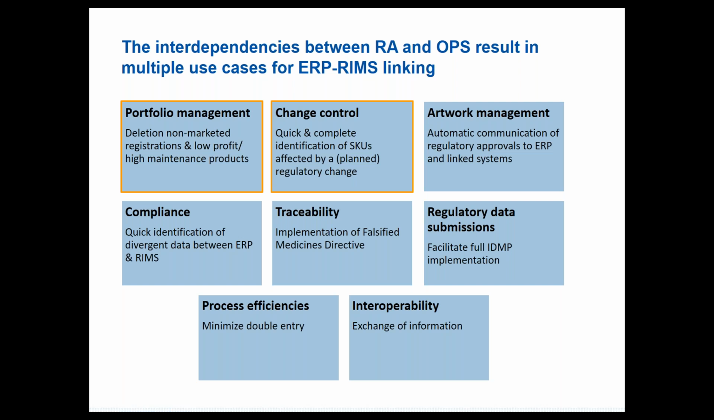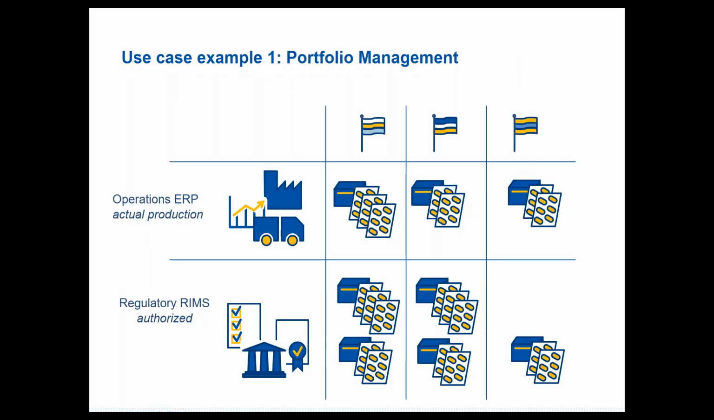Let's take these two yellow examples in a bit more detail. First of all, we spoke about portfolio management. Now, this is a very nice high-level picture which shows you what that typically could mean. We see the dimension of operations where we actually produce the product. We have our dossier that describes what we have agreed, in this case for the different markets. So we see 3 countries in this listing. We see what's agreed on the lower side, and we see what we're actually producing and distributing on the top side.